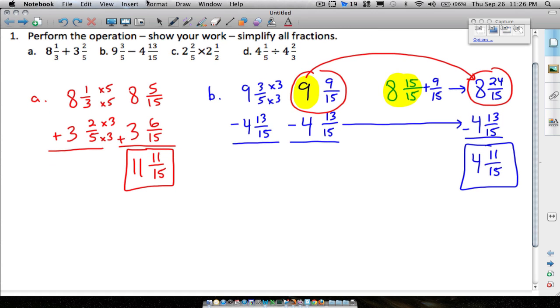Nonetheless, this is our solution to that one. For problem C, we got 2 2/5, and we want to multiply this by 2 1/2.